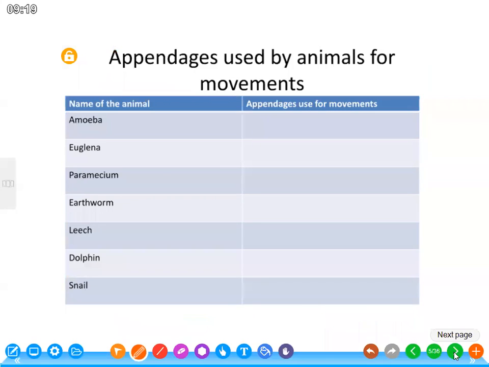Now, let us study about the movements of animals. Here some animals are given below. Write down the appendages used for movement. So first one, amoeba. You already observed the picture of amoeba, right? Appendages used for movements: false feet. We call them pseudopodia.